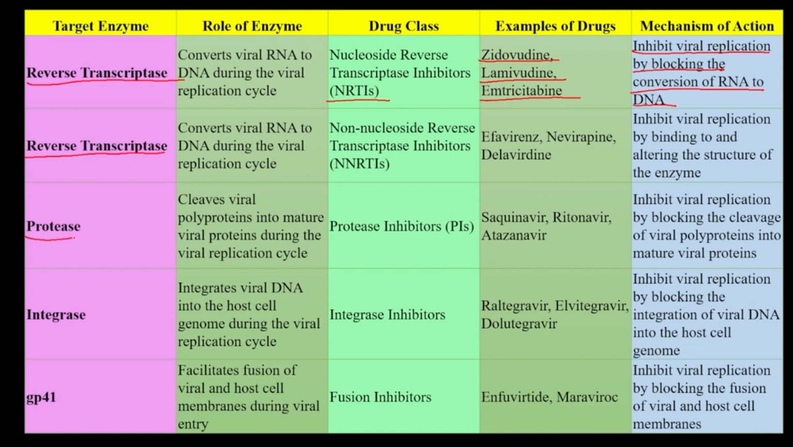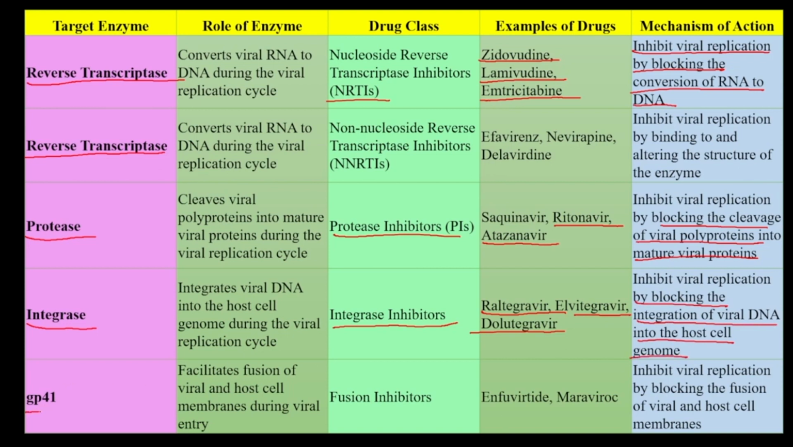Then you can also target the viral protease. So for that viral protease, you put in protease inhibitors such as atazanavir and ritonavir, and they inhibit viral replication by blocking the cleavage of the viral polypeptide into the mature viral proteins. Then you can also inhibit the integrase. So integrase is going to be inhibited by the integrase inhibitors. So these are the examples of the inhibitors, and they inhibit viral replication by blocking the integration of the viral DNA into the host cell genome.